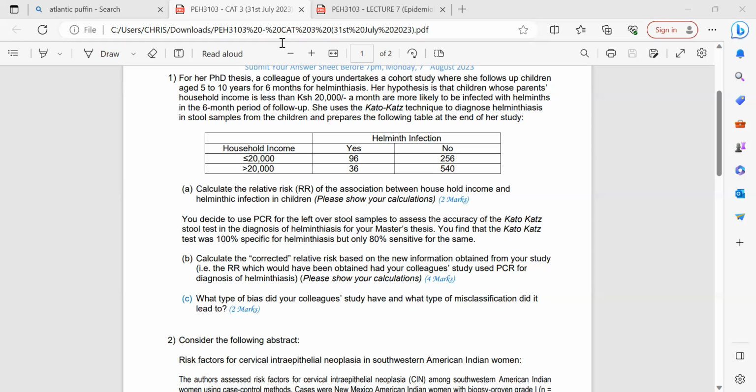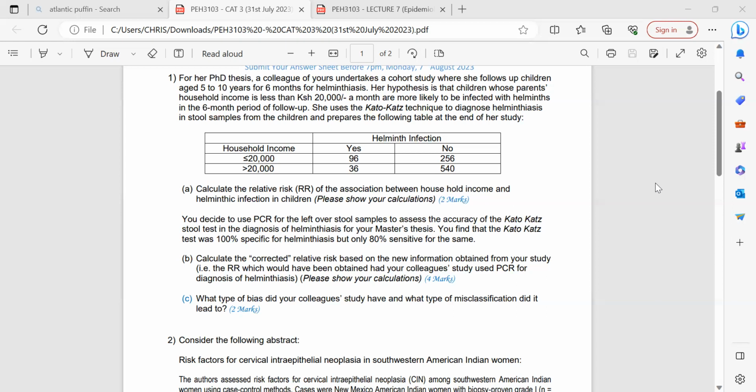Yes, please, Ruben. I tend to go about it this way. The moment we are told there was 80% sensitivity, it means that some of the positives were false, right? Yes, there were false positives. And we are told the PCR proved 100% specificity, meaning it was able to capture all the negatives.